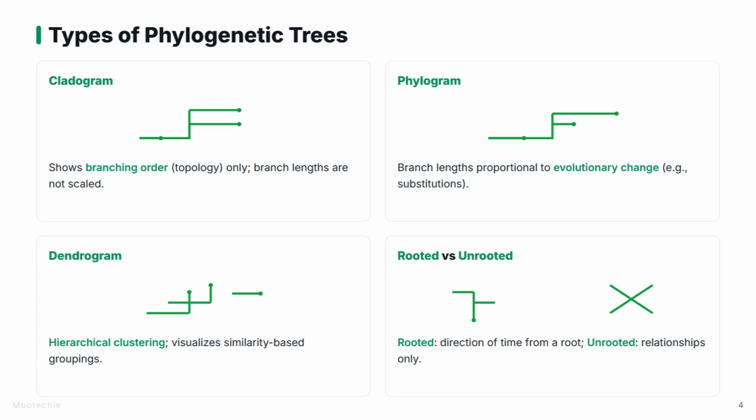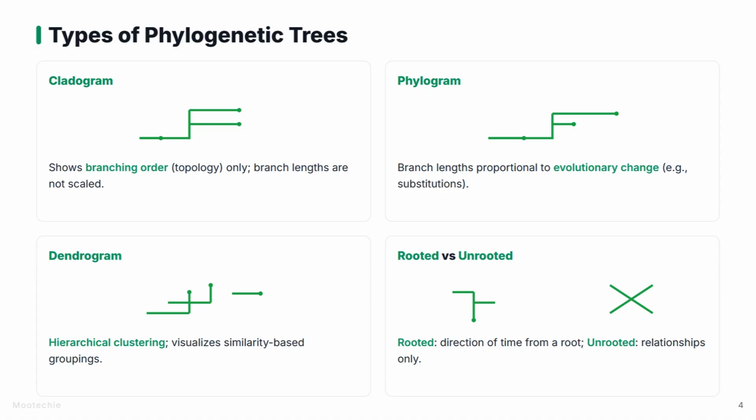A dendrogram is a product of hierarchical clustering. It visualizes similarity-based groupings. Often used in data analysis, it clusters organisms based on how similar their traits or genes are. A phylogram has branch lengths proportional to evolutionary change, like the number of genetic substitutions. Here, the length of the branch matters, telling you how much evolution happened along that line.